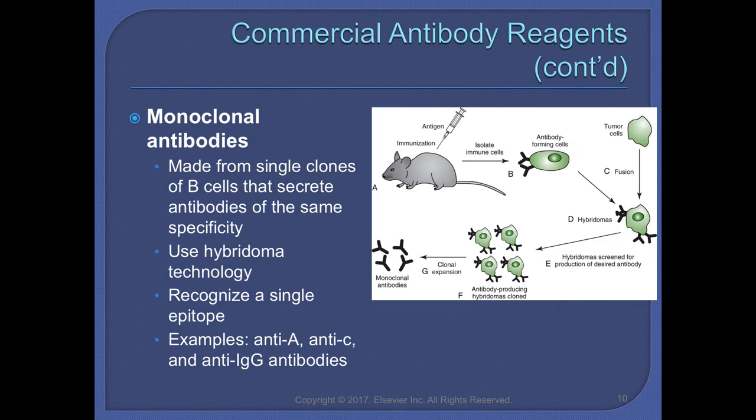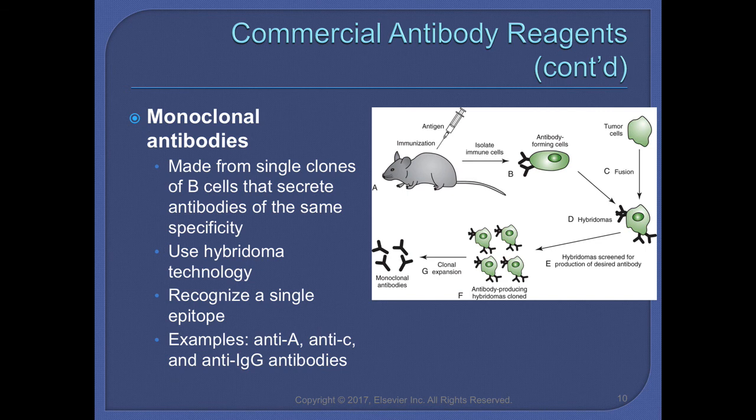Monoclonal antibodies, on the other hand, are antibodies that are made from a single clone of B cells that secrete antibodies of the same specificity. They use hybridoma technology. They are able to recognize a single epitope. So examples of monoclonal antibodies could be anti-sera that is made with anti-A, anti-little c, and anti-IgG antibodies.